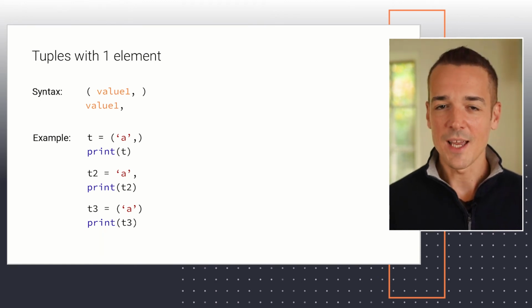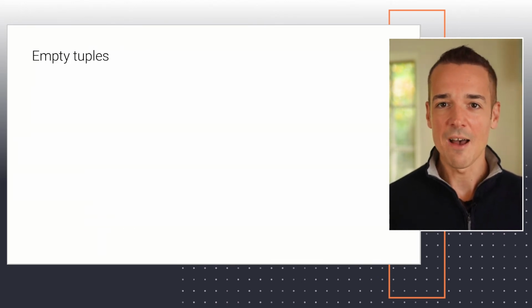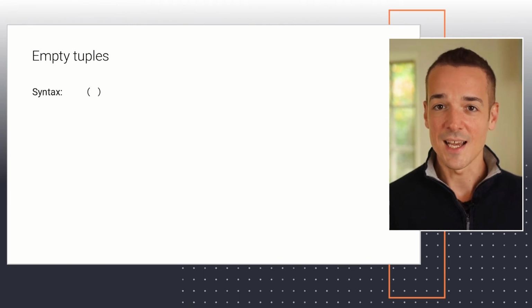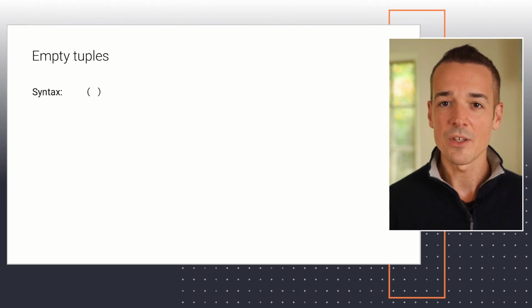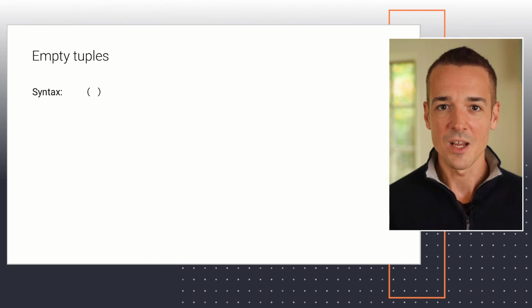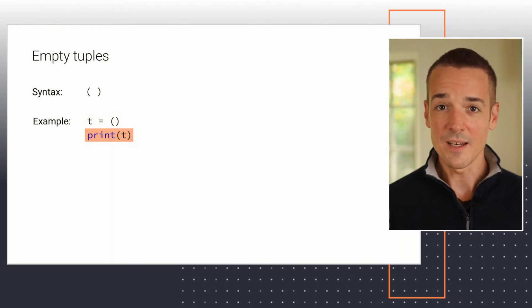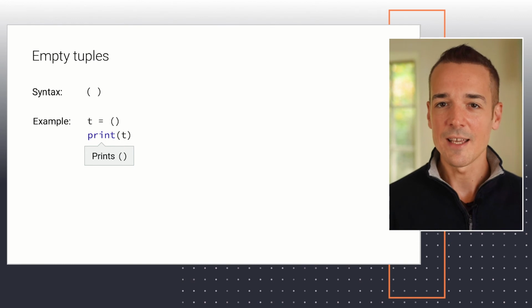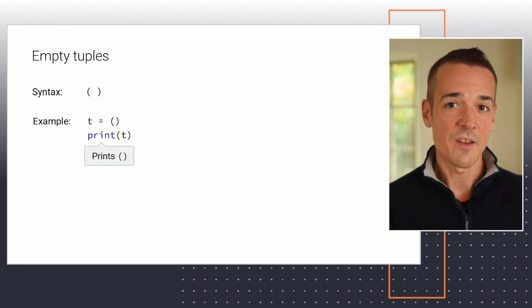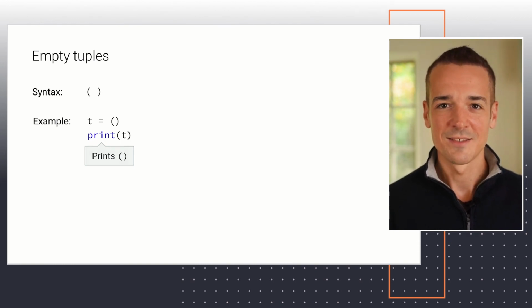In the same way that we can have empty lists, we can also have empty tuples. The syntax to create an empty tuple is based on the use of open and close parentheses, with no content in between. In this example, we're setting t to an empty tuple. When we print it, the output shown in the terminal uses the same notation as what we use in the tuple definition, to represent the fact that this tuple is empty.